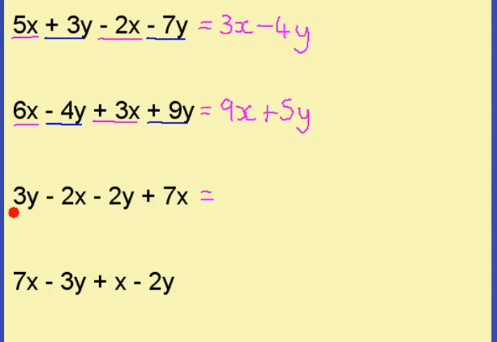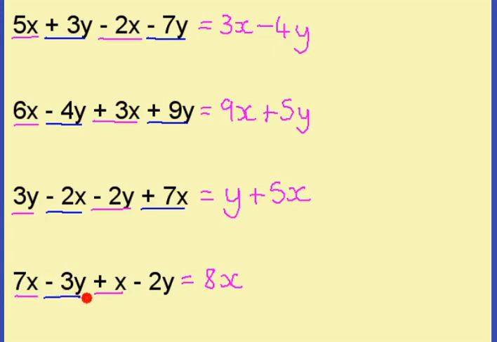So the answers are 3y minus 2y is y. Remember not to write 1y. Minus 2x plus 7x is going to give me plus 5x. And the next one, 7x plus x gives me 8x. And then minus 3y minus 2y gives me minus 5y.